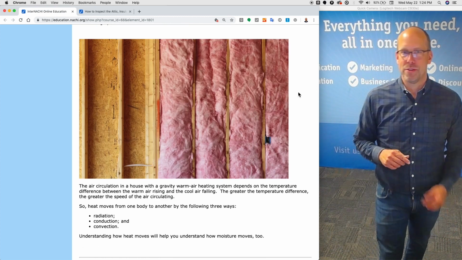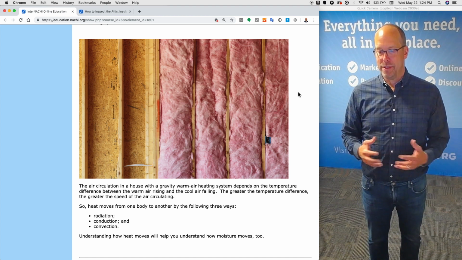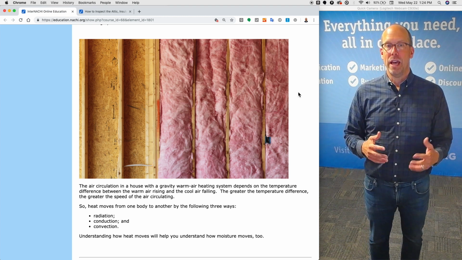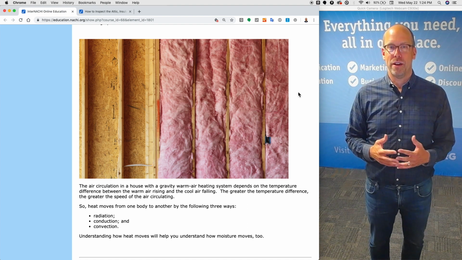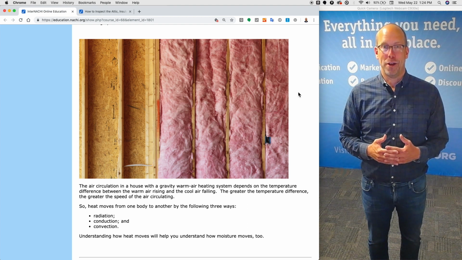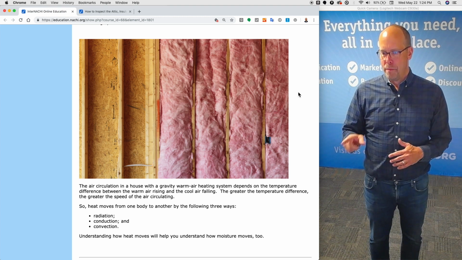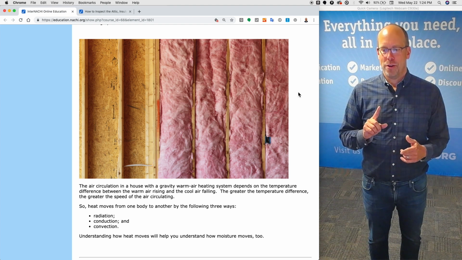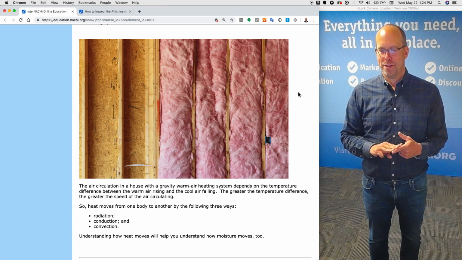Air circulation in a house with a gravity warm air heating system depends on the temperature differences between the warm air rising and the cool air falling. The greater the temperature difference, the greater the speed of the air circulating. So, in summary, heat moves from one body to the other by the following three ways: radiation, conduction, and convection.